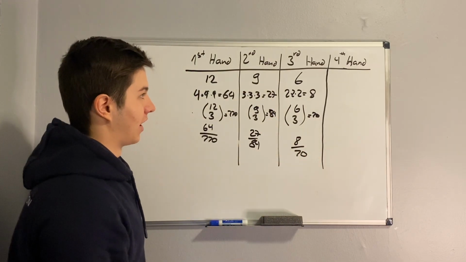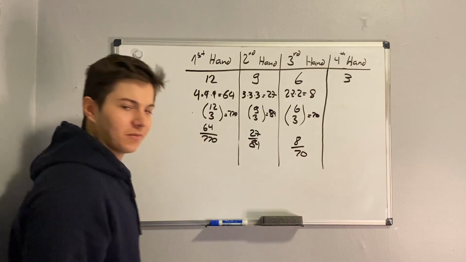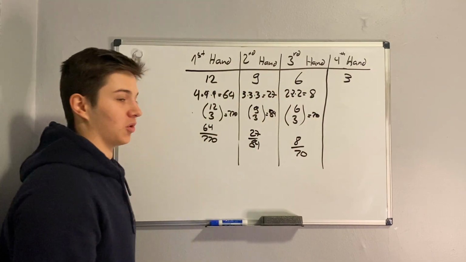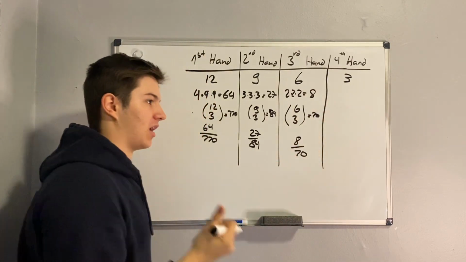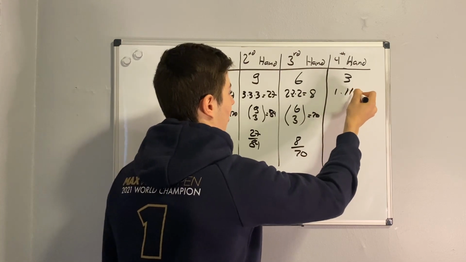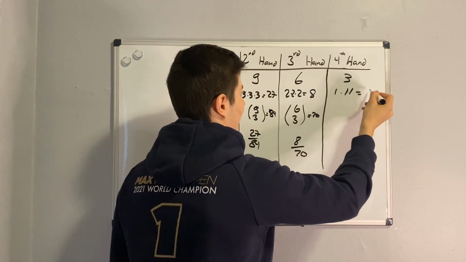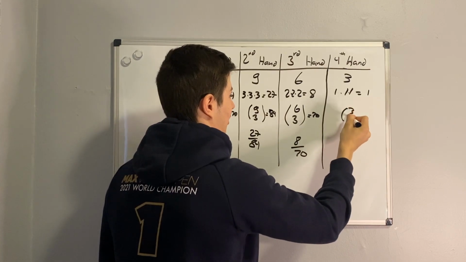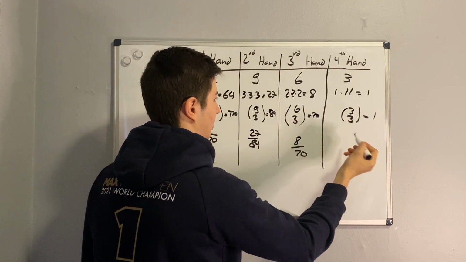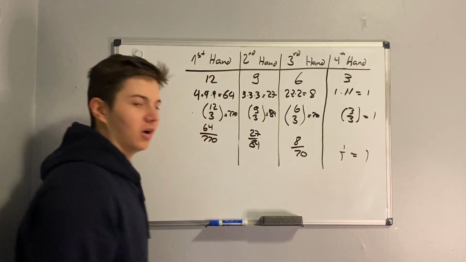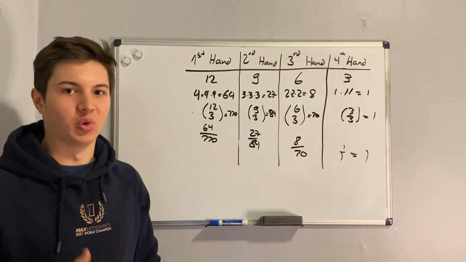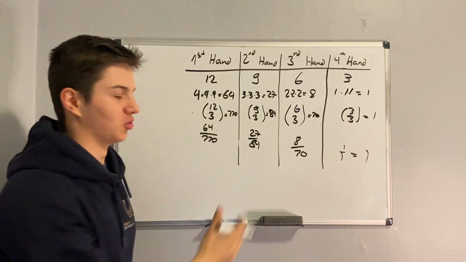Okay, and for the fourth hand, we only have 3 cards left. Remember, we're assuming that all these cases are already true. So in this case, we only have a king, a queen, and a jack left. The numerator is just 1 times 1 times 1, which is 1, and 3 choose 3 is also 1. So the probability here is 1 over 1, which is 1. This just means that if we get to this point, the last 3 cards will always be a king, a queen, and a jack.